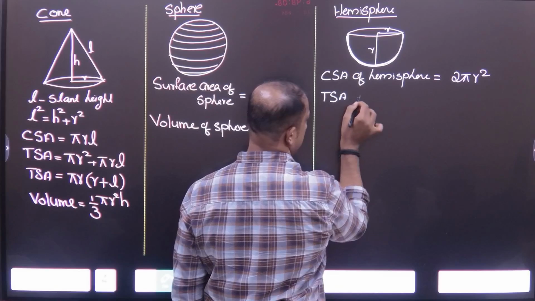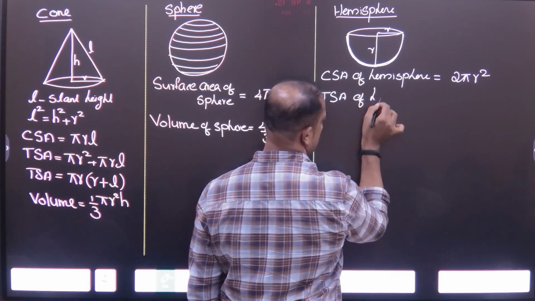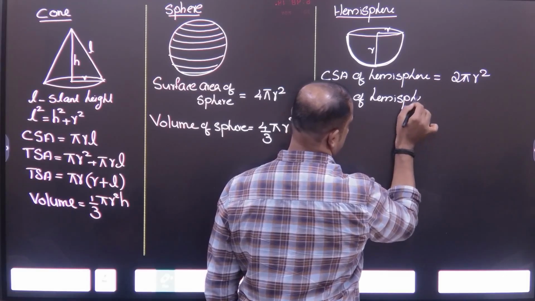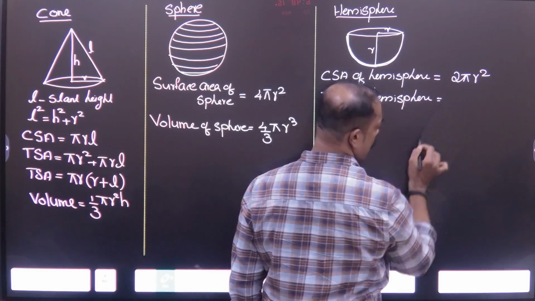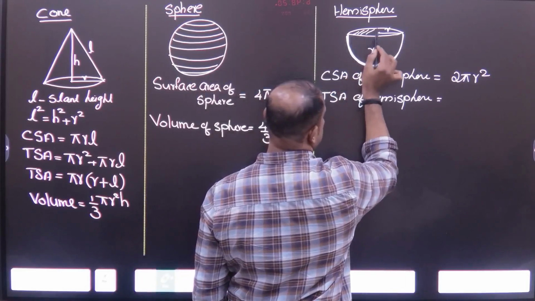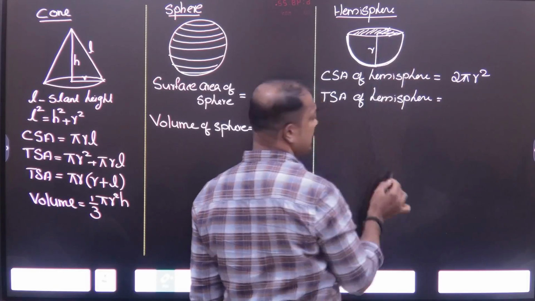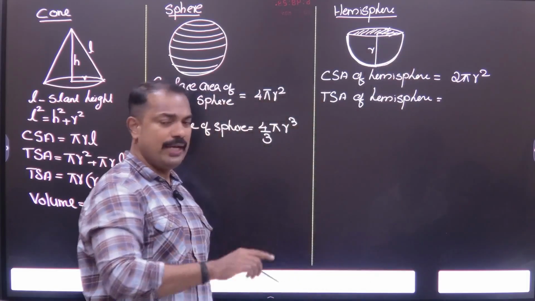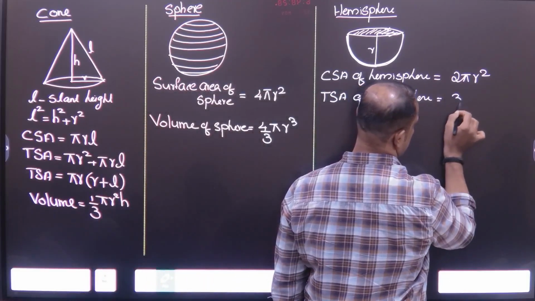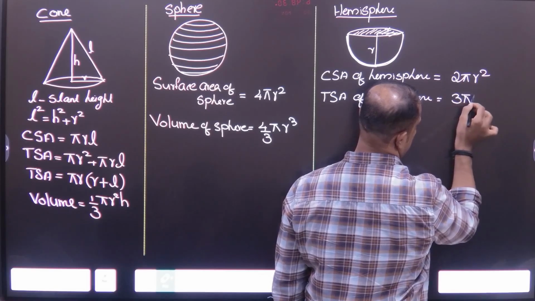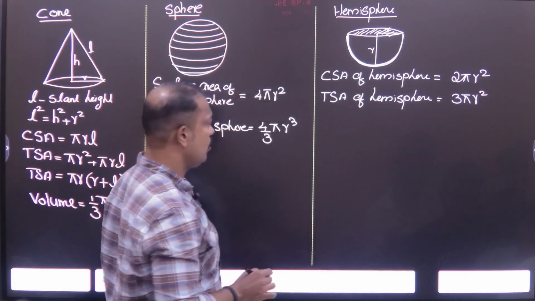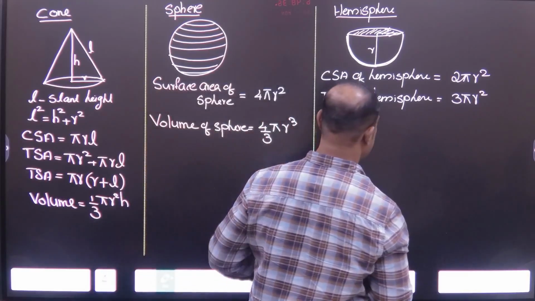Now TSA of hemisphere is equal to, इसमें base भी include करना, देखो ये वाला part region भी include. What is the shape of this part? What is the area of the circle? The 2 pi r square plus pi r square, 3 pi r square.